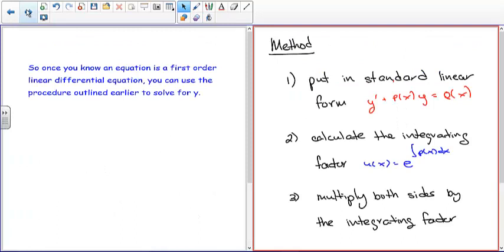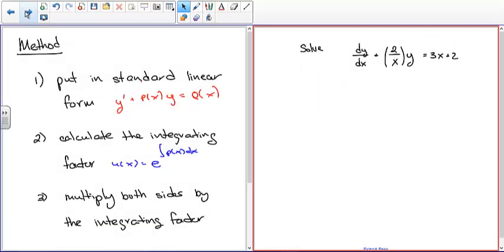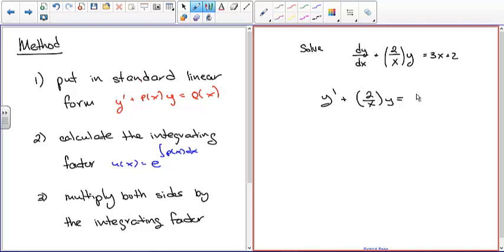I'm trying to find the equation that we can use. There we go. Okay, let's do it here. We're going to use the integrating factor method here. Solve dy dx plus 2 over x times y is equal to 3x plus 2. I'm going to rewrite dy dx as y prime. Okay, it is in standard form already. If it wasn't in standard form, we would put it there. So standard form, check.